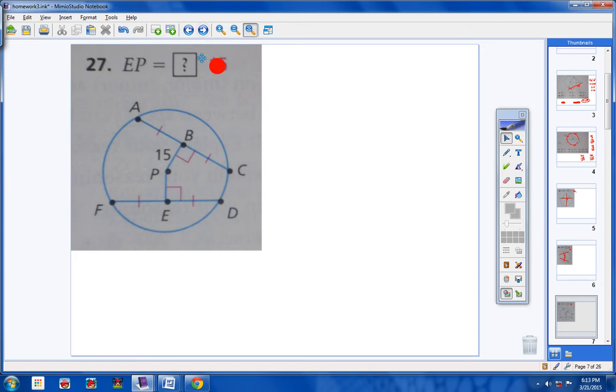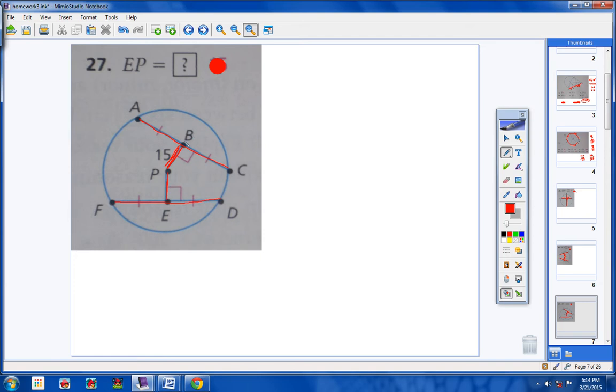Number 27. Alright, now, once again, it looks like we have the same thing. Here we have congruent chords. Notice AB is congruent to BC, so this chord here is congruent to this chord here. Now if that's the case, does it not make sense that the distance then has to be the same? We just talked about that.